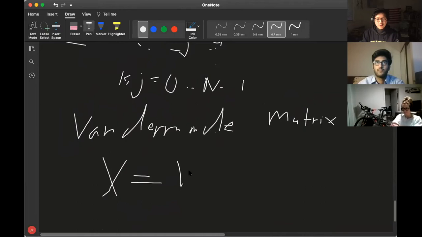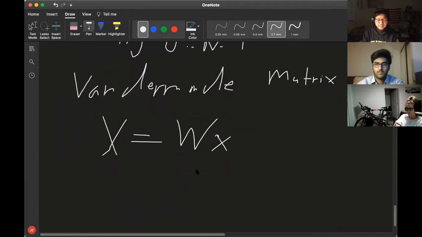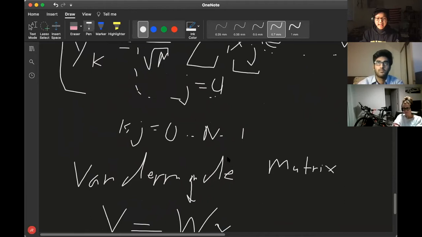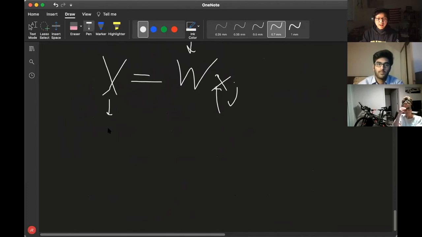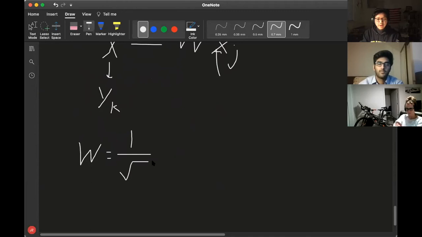X is equal to W times little x. So W is the Vandermonde matrix. x is still the data we're interested in, so I should mention this is x sub j. And then the capital X is the equivalent of y sub k. So this Vandermonde matrix is going to look something like this. W is equal to, so we still have 1 over the square root of N. So still some familiar territory there.